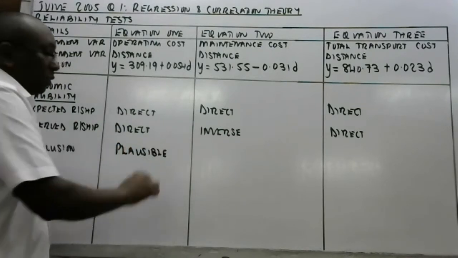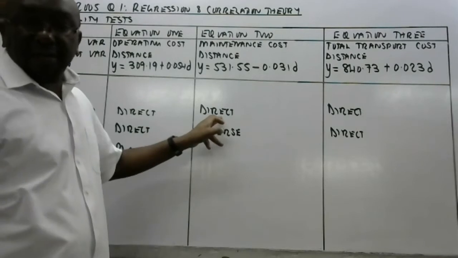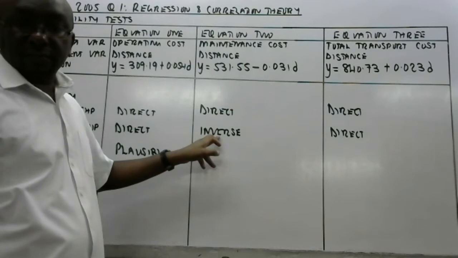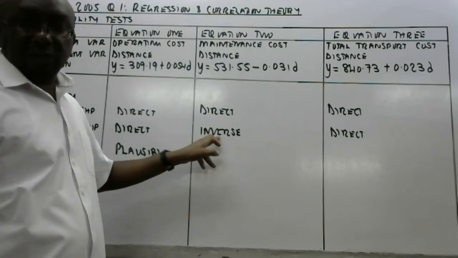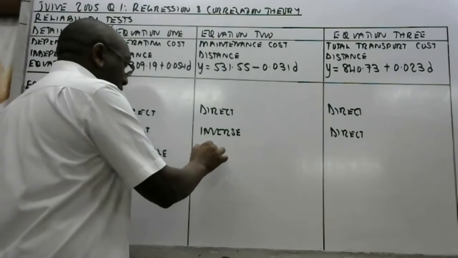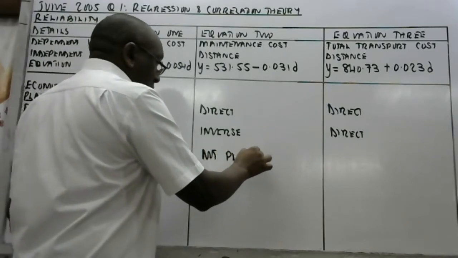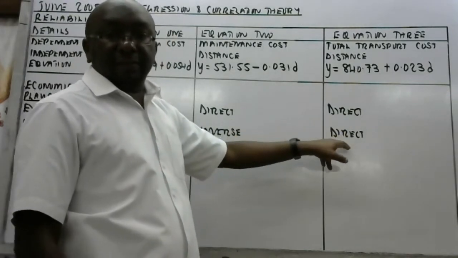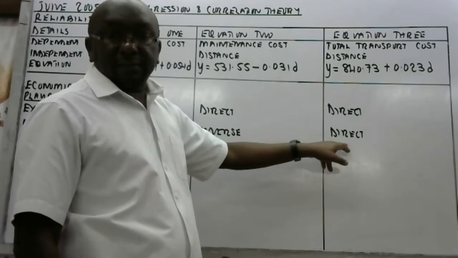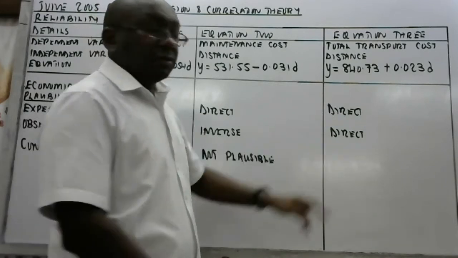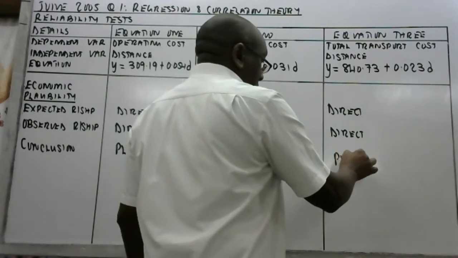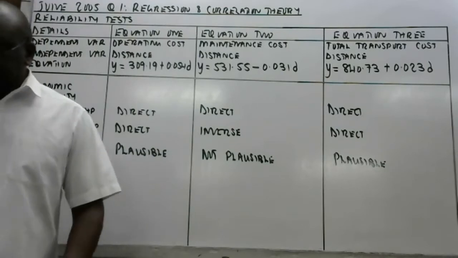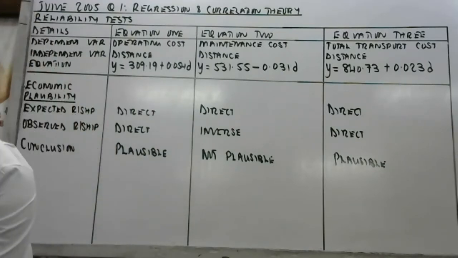So that one is plausible. This one, what we expected, is it what we have seen? Good, so not plausible. This one, what we expected, is it what we have seen? So that is plausible. That is how you test economic plausibility.